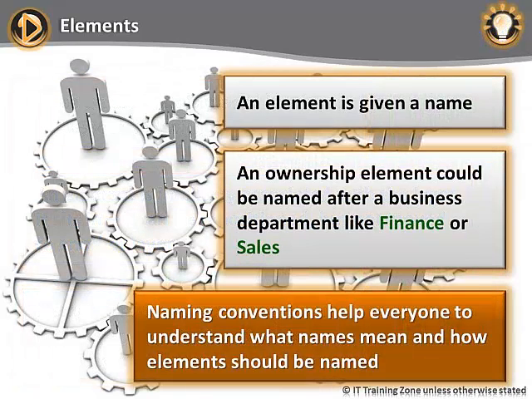Once an element has been placed on the bit diagram, it will be given a name. For example, ownership elements might be named after business departments, such as the sales and finance departments. It's good practice to define a naming convention before starting to create bit diagrams, so that everyone understands exactly what is meant by a name and how an element should be named.